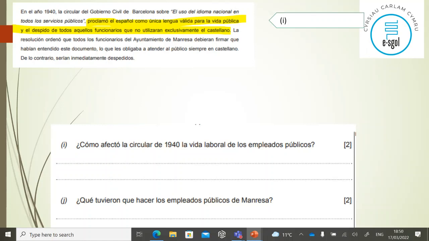And did you manage to locate the answer for question J? Where is it going to be?